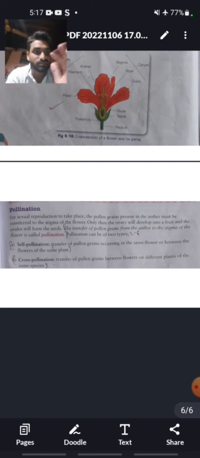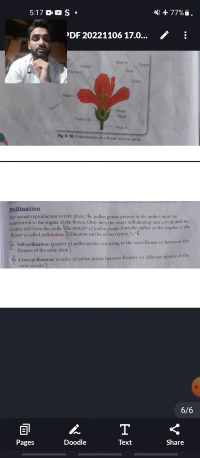Okay, now we discuss pollination. What is pollination? The transfer of pollen grains from the anther to the stigma is called pollination. Now we have two types of pollination. First is self pollination and second is cross pollination. In self pollination, the transfer of pollen grains occurs within the same flower or between flowers of the same plant. Now what is cross pollination? The transfer of pollen grains between flowers on different plants of the same species is known as cross pollination.